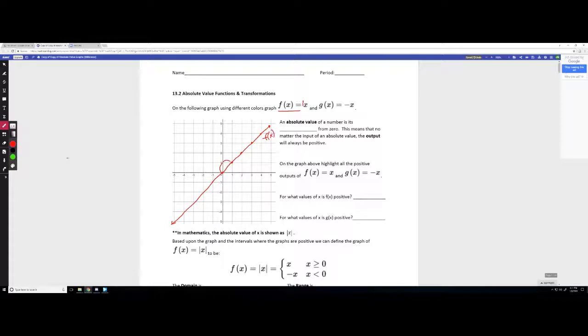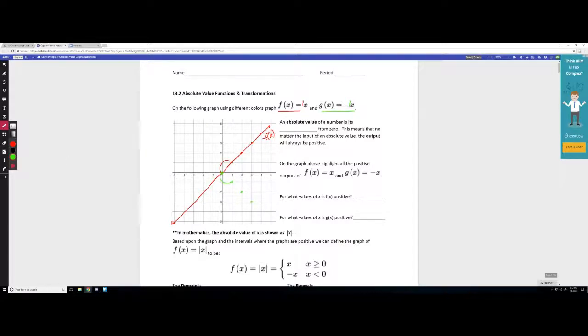All right, so g of x, on the other hand, equals negative x. So let's graph it in green. Our b, our initial value, is 0 because there's no number adding or subtracting to the negative x. But our slope, our rate of change, is negative 1x. So instead of up 1 over 1, it's down 1 over 1, down 1 over 1, down 1 over 1.